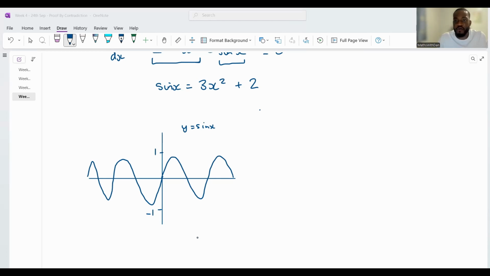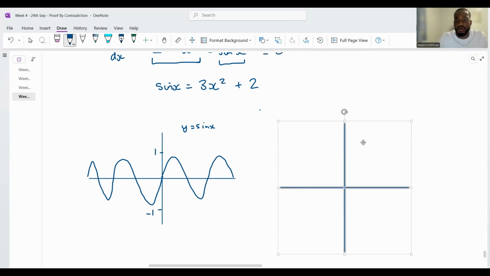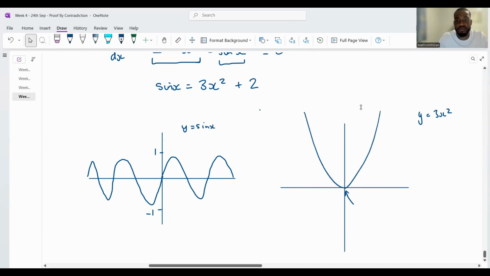Exactly. How about 3x squared plus 2? Let's draw another one. 3x squared plus 2. Graph transformations. Well, y equals x squared is like that. 3x squared does not change the minimum value because it's at 0. It stretches it vertically by a factor of 3. So it's going to look something like this, it's going to just stretch up like that, really. But the minimum point is still going to be 0. This is y equals 3x squared at the moment.